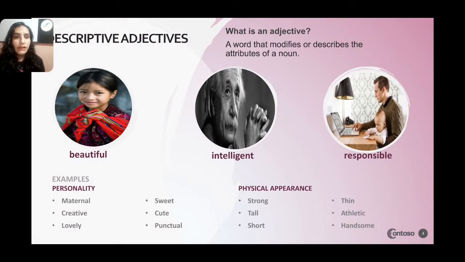Okay, so we're starting with the definition of an adjective. What is an adjective? It's a word that modifies or describes the attributes of a noun. But what is this in Spanish? Let me explain. ¿Qué es un adjetivo? Es una parte del discurso. Lo utilizamos en oraciones. Es una palabra que modifica o describe los atributos de un sustantivo.